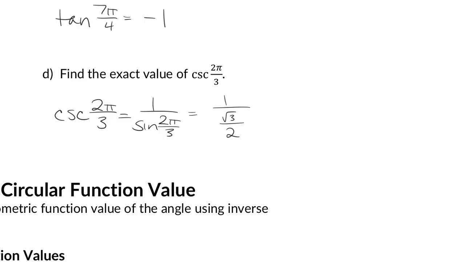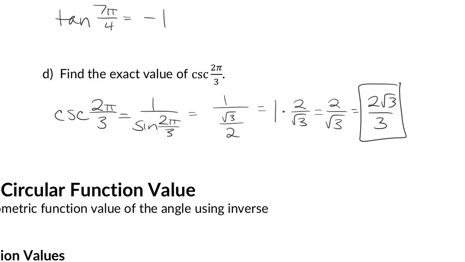Keep, change, flip. You keep the 1. You change the multiply to divide, you flip the fraction. This becomes 2 over square root 3, but we can't do that. We rationalize our denominators. This becomes 2 square root 3 over 3. Say again? Well, what's 1 times 2 over square root 3? 2 over square root 3, yeah.